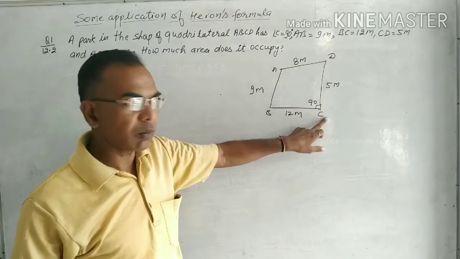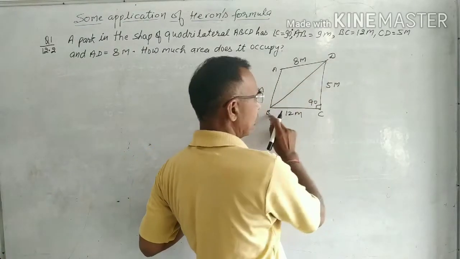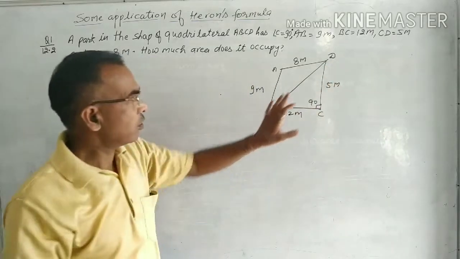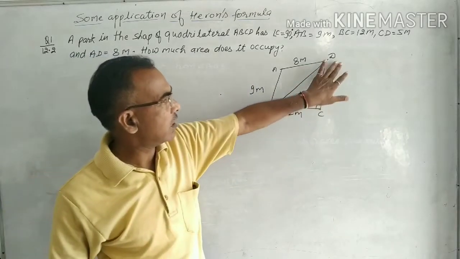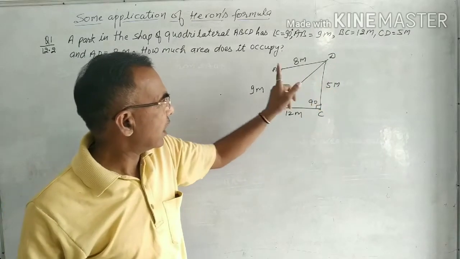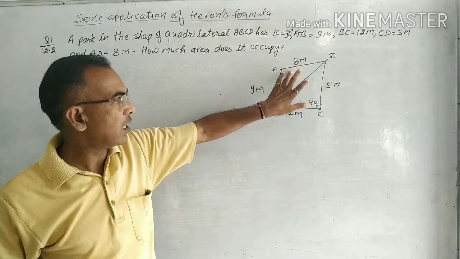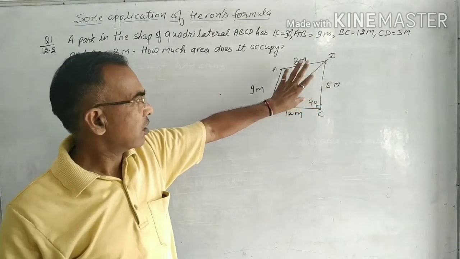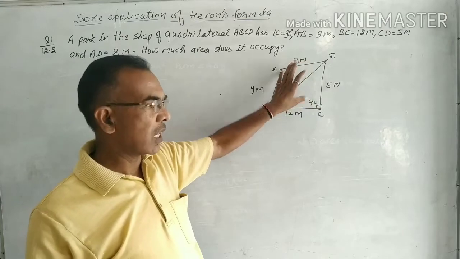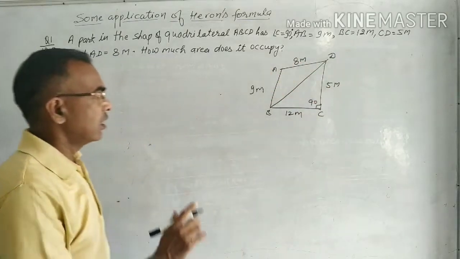So the side opposite angle C is the hypotenuse of triangle BCD. Now this quadrilateral ABCD is divided into two triangles, BCD and ABD. Find the area of these two triangles and at last we join both, so we find the area of ABCD.